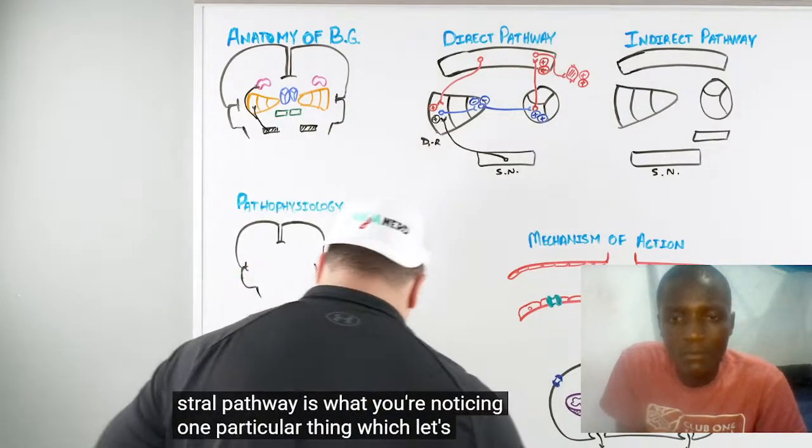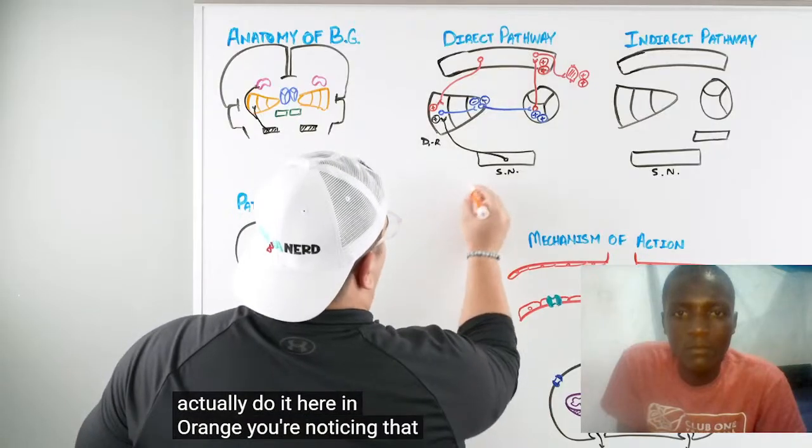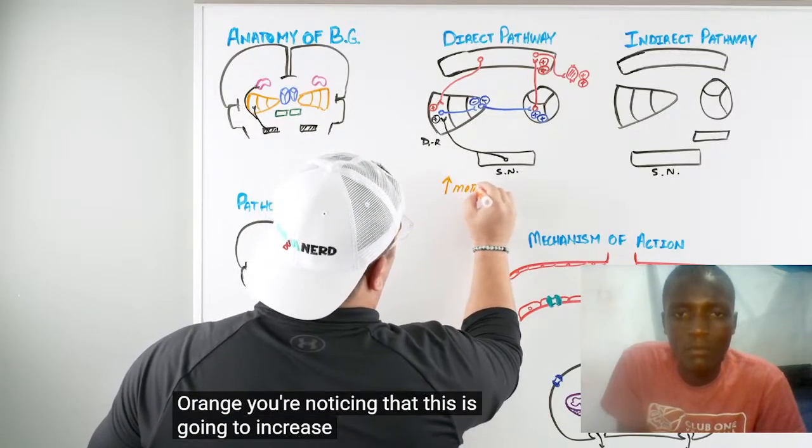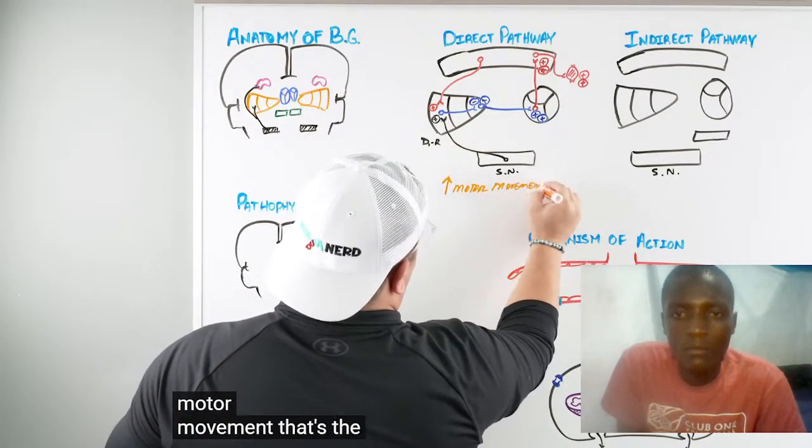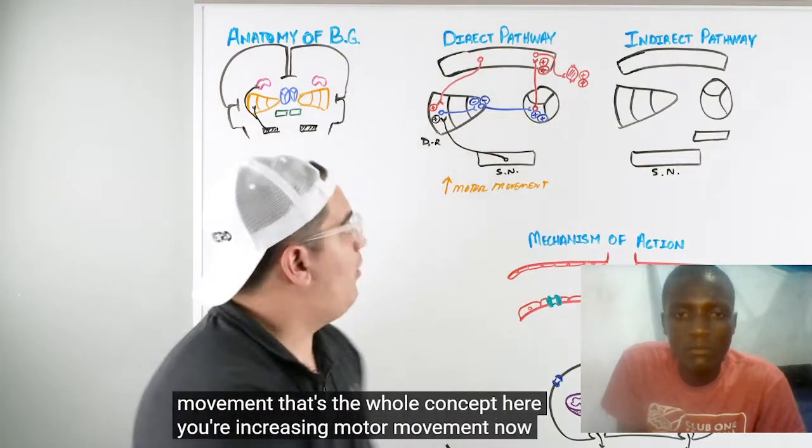You're noticing one particular thing, which let's actually do here in orange. You're noticing that this is going to increase motor movement. That's the whole concept here. You're increasing motor movement. Now, what would it do with the indirect pathway?